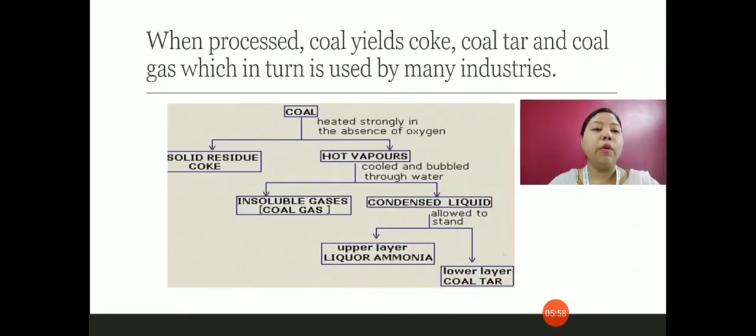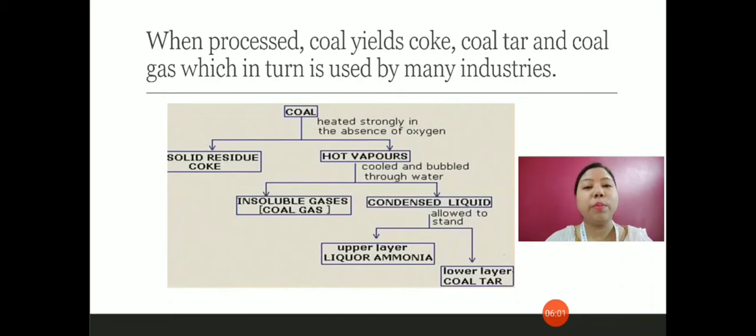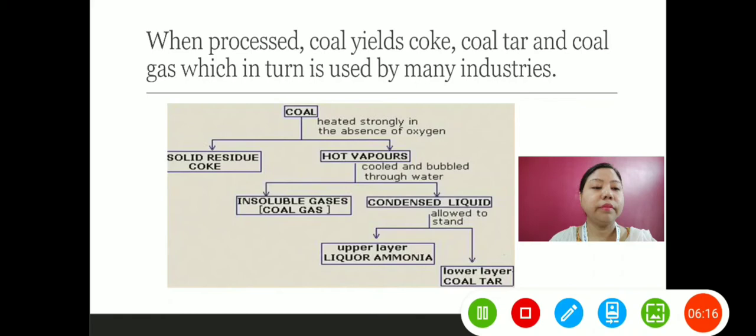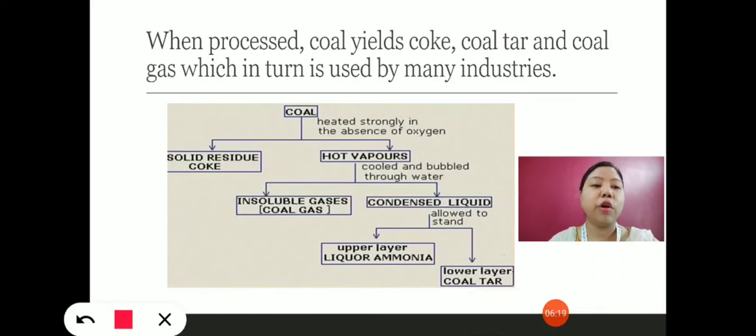Now, when coal is processed, various products are obtained like coke, coal tar and coal gas, and these are used by many industries. So let's see how it is produced. Coal is first heated strongly in the absence of oxygen. Then the solid residue, coke, and hot vapor are obtained. Now the hot vapor is cooled and bubbled through water, and then an insoluble gas, that is coal gas, is obtained.